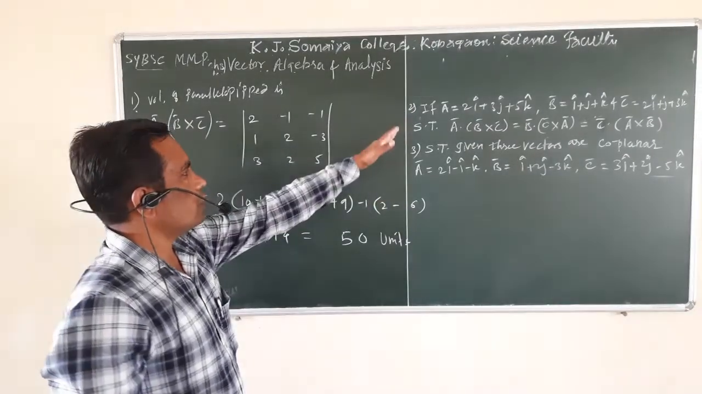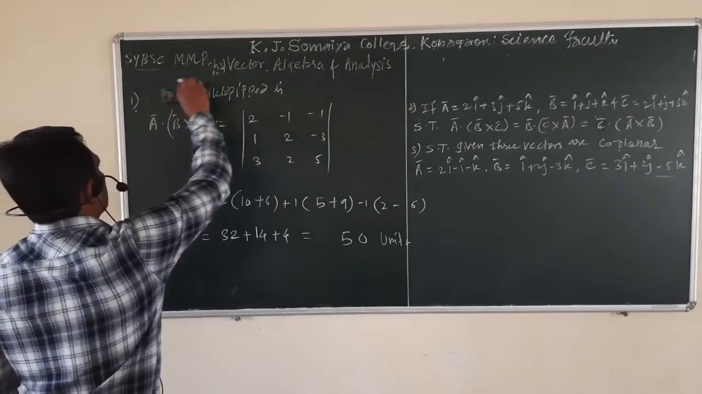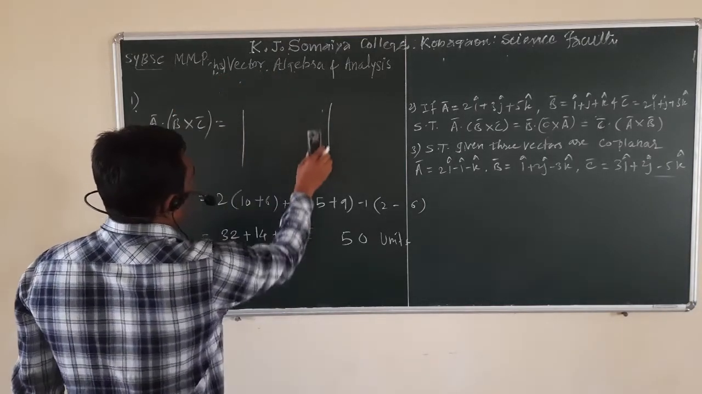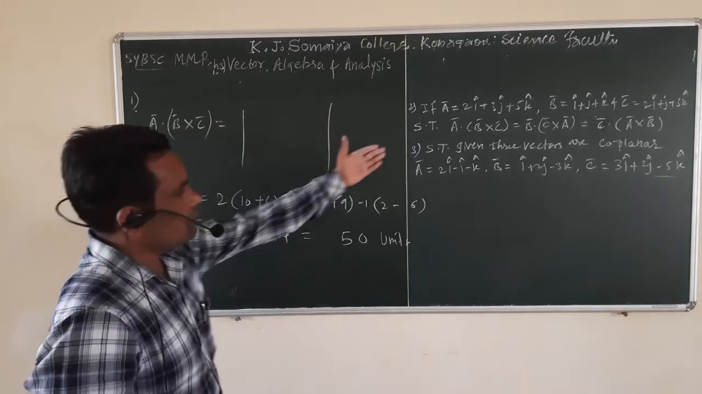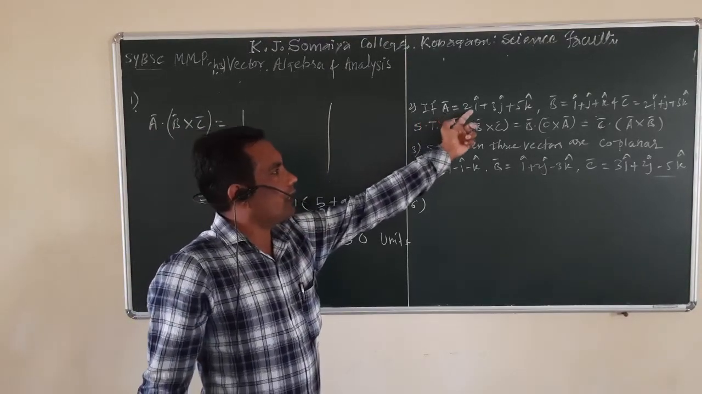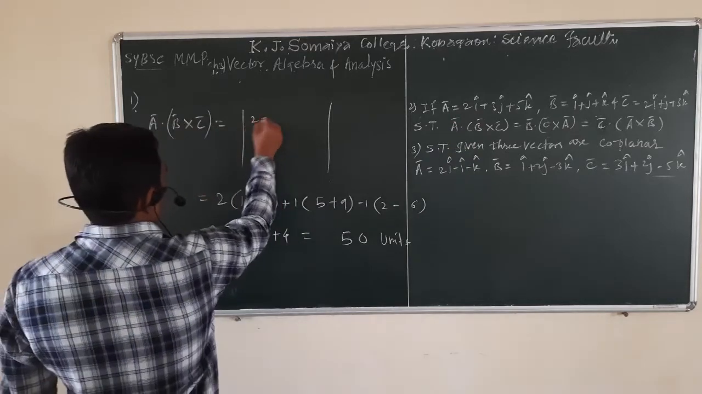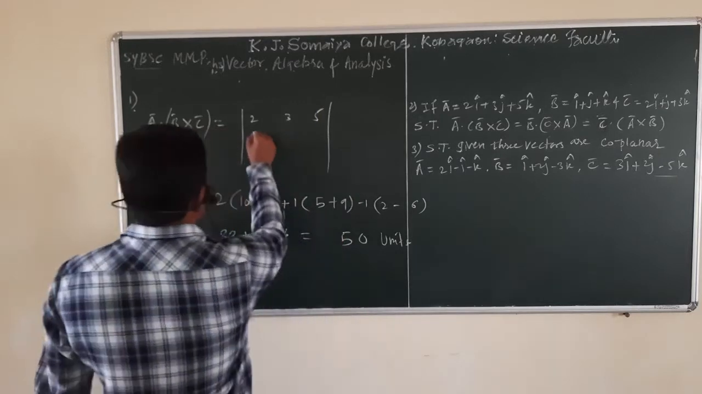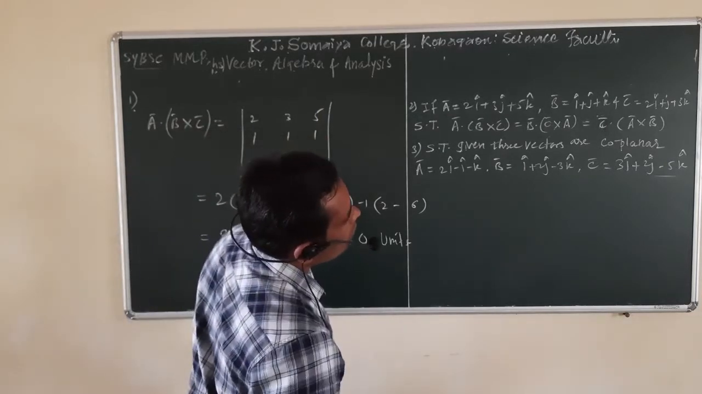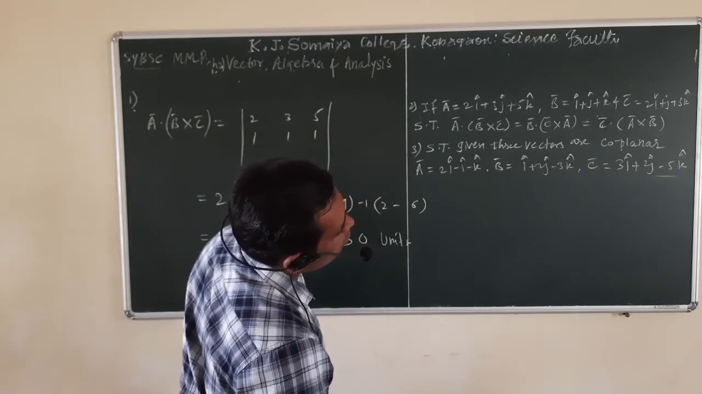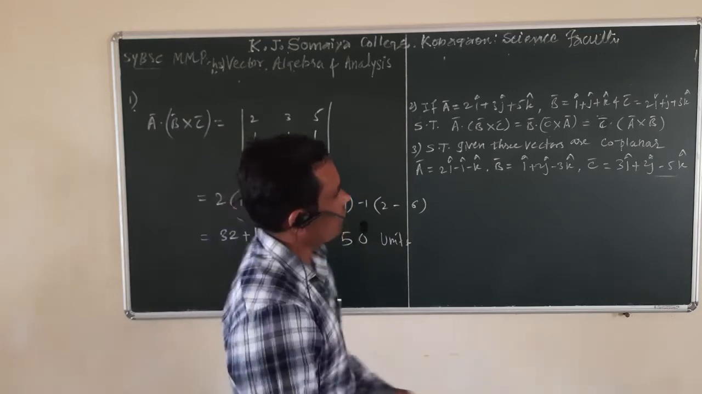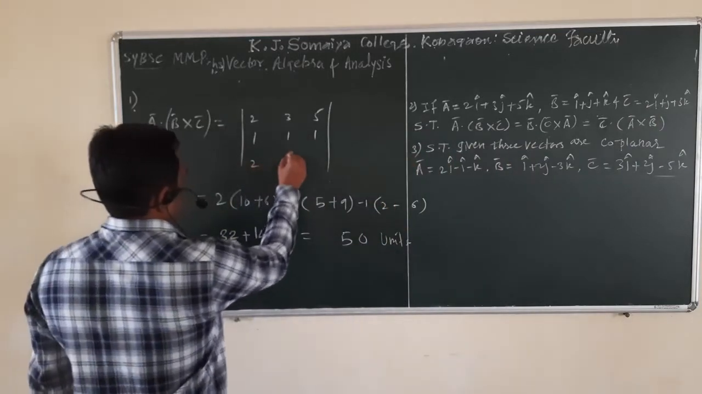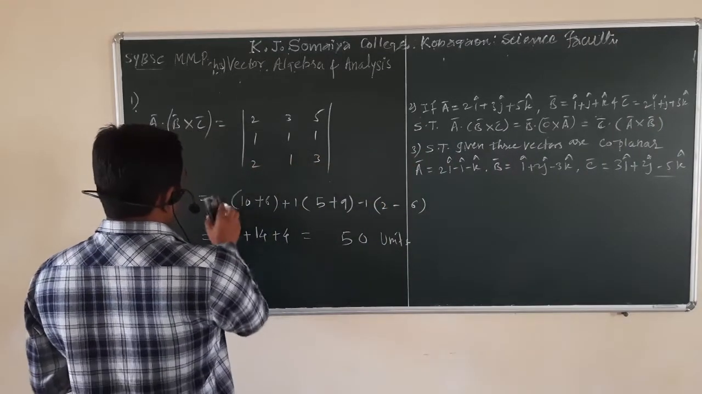First of all, we are going to find A dot B cross C. By the definition of A dot B cross C, we know that the components of vector A are 2, 3, 5. The components of vector B are 1, 1, 1. And the components of vector C are 2, 1, 3. Then what we will get?